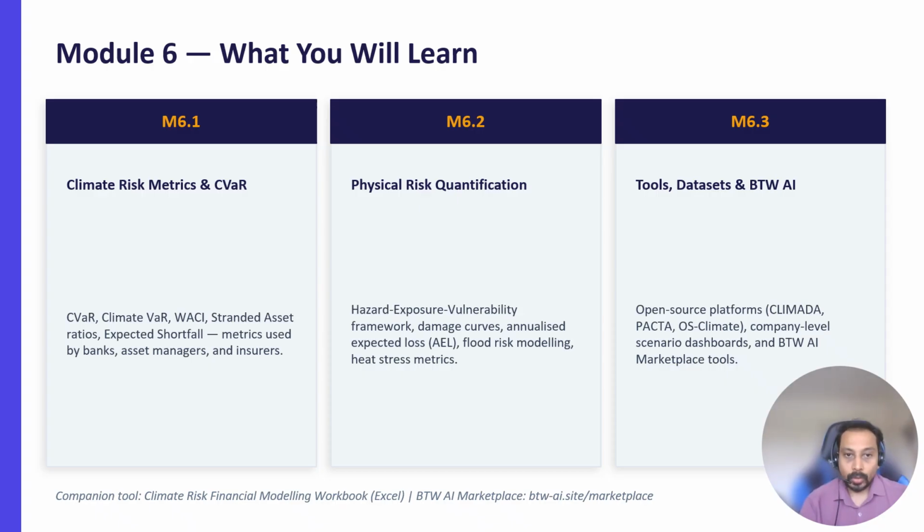Module 6.2 goes deep on physical risk quantification, specifically the hazard, exposure, vulnerability framework and the annualized expected loss calculations. These can be part of financial institutions, but also of any manufacturing, retail, marine, transportation, or energy company that is doing climate scenario analysis. We will walk through a real example, a coastal logistics hub modeled under various scenarios. We will see that.